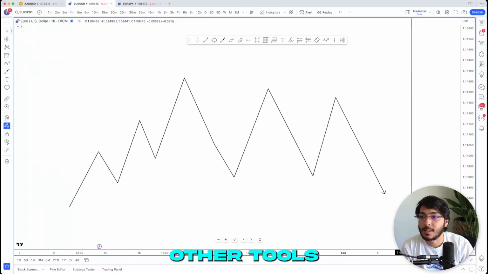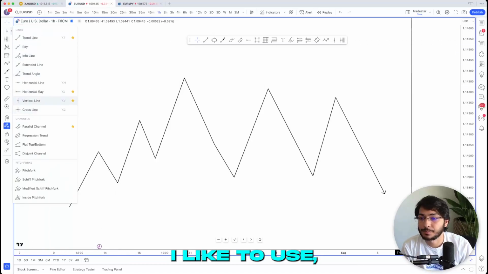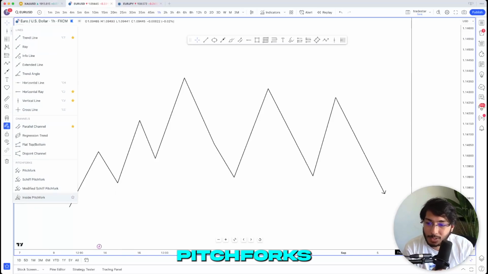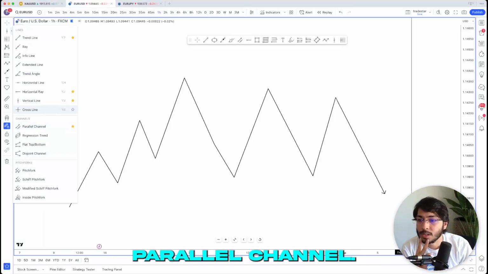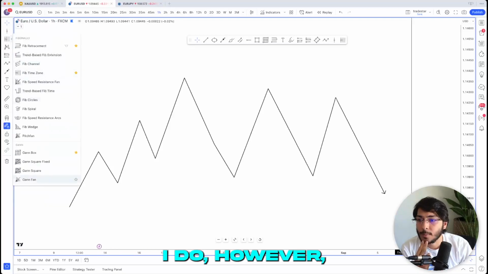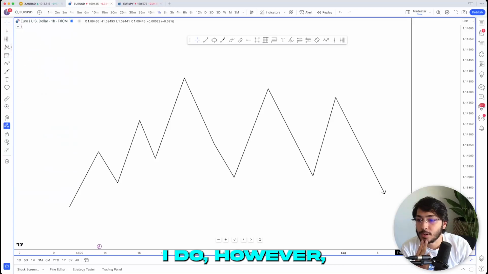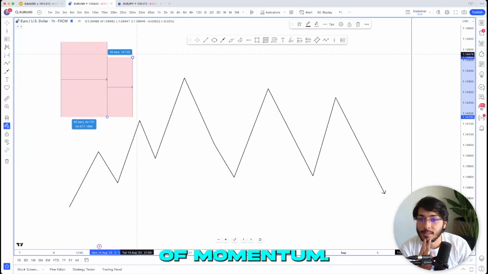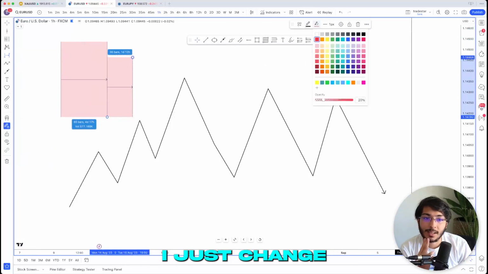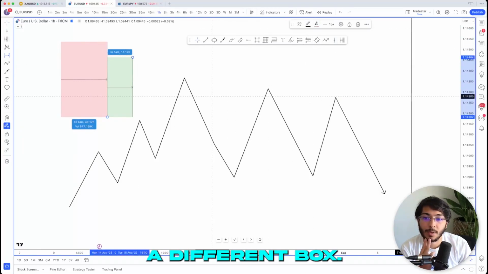Besides that, guys, other tools I like to use. I don't use inside pitchforks or any of that. I don't use any of this besides the parallel channel. I don't use any of this besides the tools that I showed you guys. I do, however, use date range. So I use the date range in the sense of momentum. There's no custom settings on it. I just change the colors every time I draw a different box.